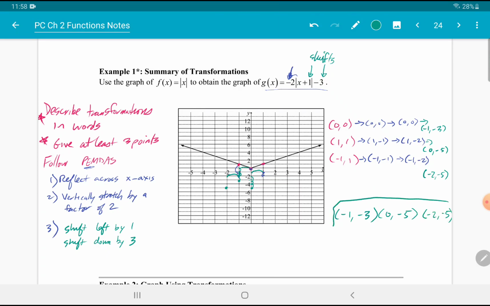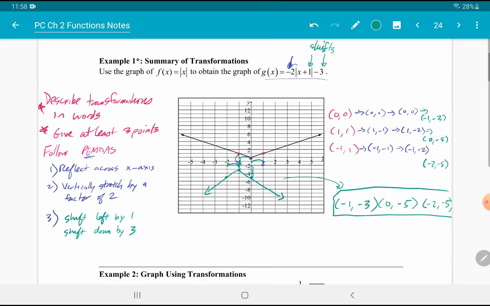Those are the points that I want you to specify. It doesn't have to be those exact points. Obviously, you can choose any point along that absolute value graph, but that's the idea. So that when you graph this, if it's kind of hard to tell where your points are, at least I can identify what points are actually on the graph and make sure that those are the correct points.